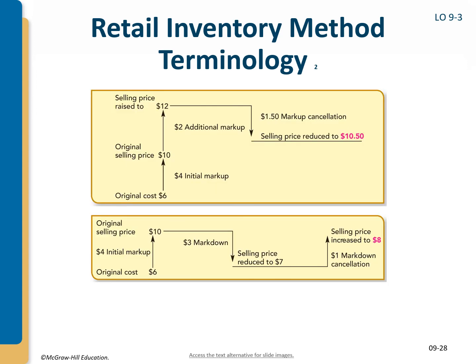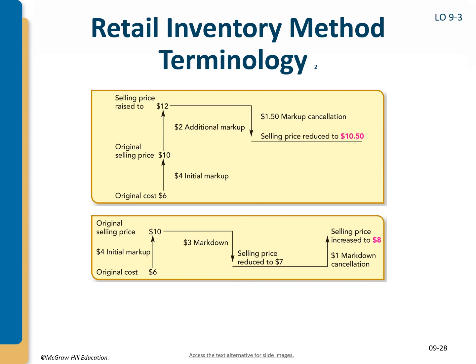And there's a picture of what I was just explaining to you. So the original selling price, say of the Elmo, was $10. Well, the company decided to increase the price to $12. So now there's a $2 additional markup. If they decrease the price down to $10.50, now there's a markup cancellation of only $1.50. So that initial markup is ignored.